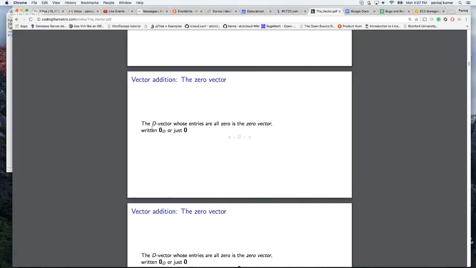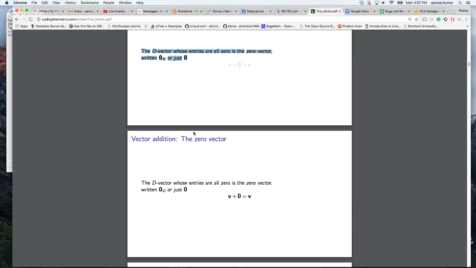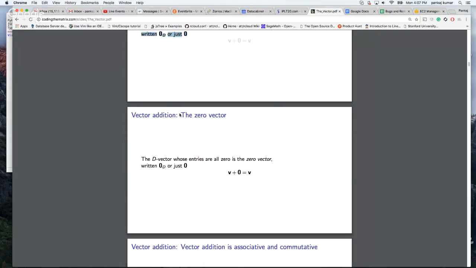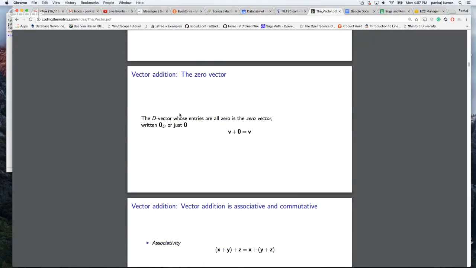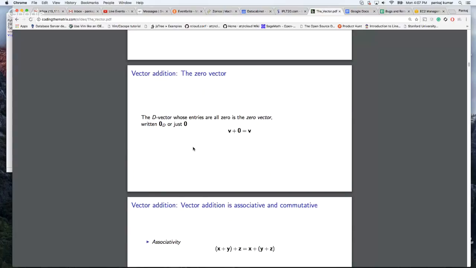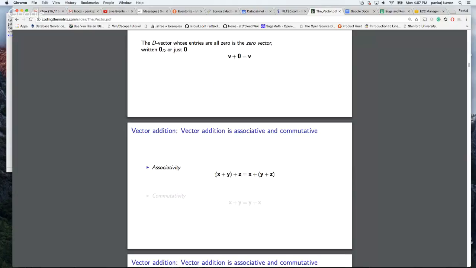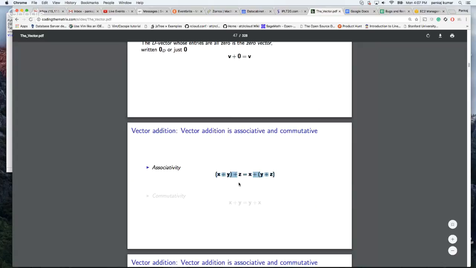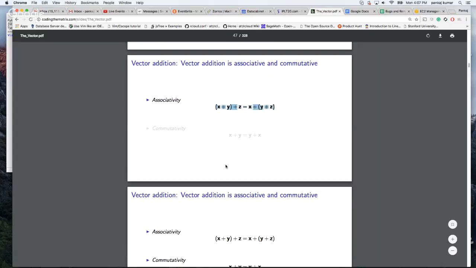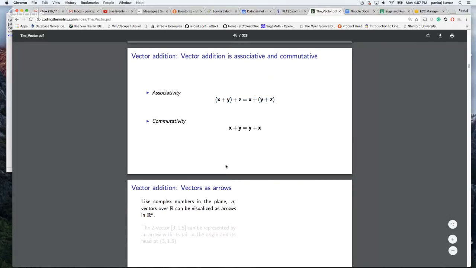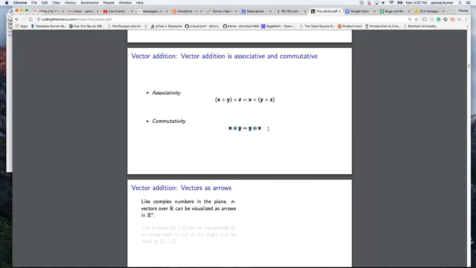Zero vector. A D-vector, all of whose entries are zero, is a zero vector. A zero vector has every element as the identity element of the algebra. Also associativity, because the field and the algebra that is used is associative, that's why you could also show that vector addition is associative. Similarly, by the same logic, you could show that vector addition is commutative.